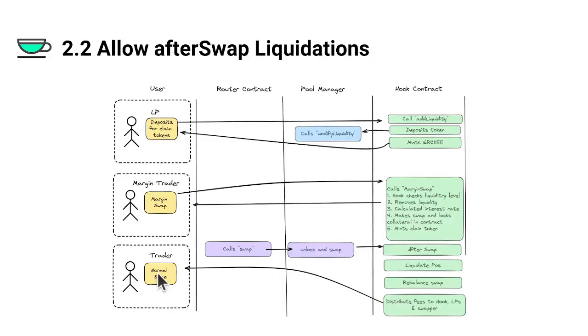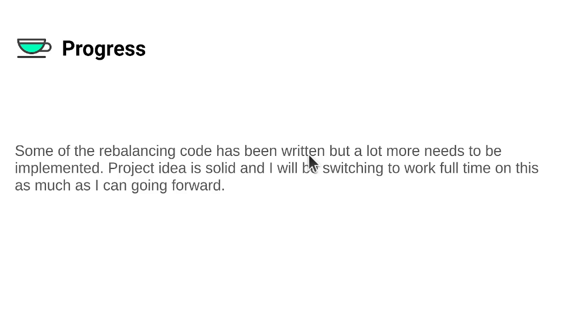Again, the flow would look something like this. A trader can call swap, and then after the swap, we check for liquidations, we rebalance the liquidity, and then we distribute fees to the hook, to the LPs, and to the swapper. I would have liked to have a bit more time to work on this, but I think it's a solid idea, and I'd like to keep working on it.